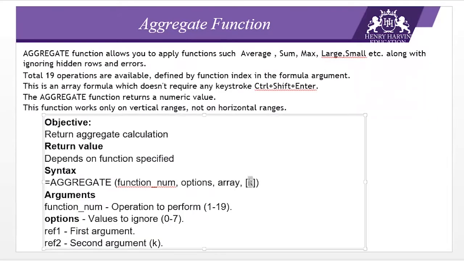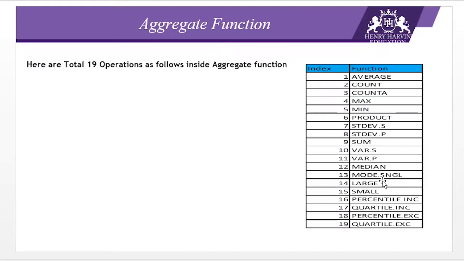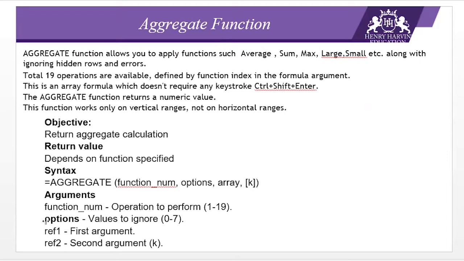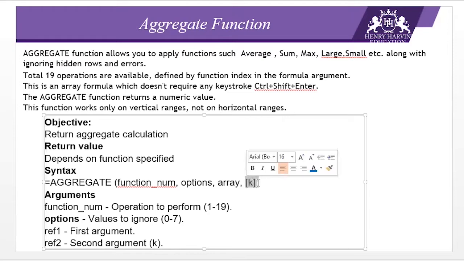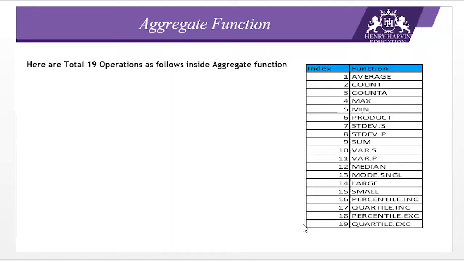If you apply the large function, it will ask you whether you need the first largest value, second largest value, or third largest value, and so on. So from 14 to 19, this k option is mandatory, where you have to define either 1, 2, 3, whatever, so that the index is given, otherwise it will give an error. So what is array and what is function number? When you apply this function, it will ask you which function you want to apply. There are 19 functions available inside this function.